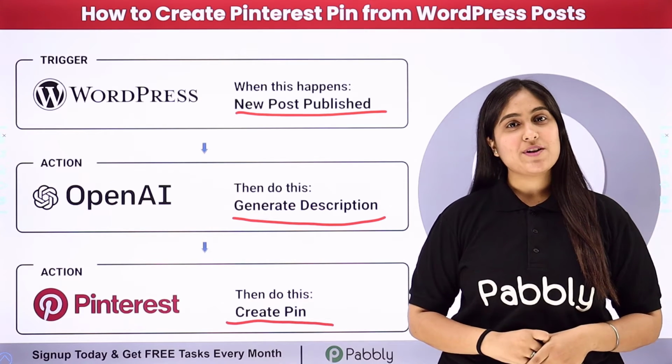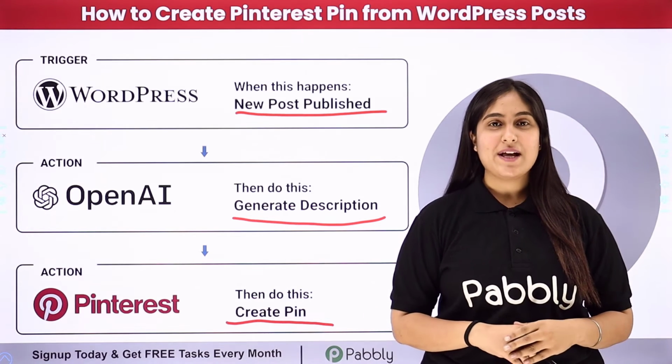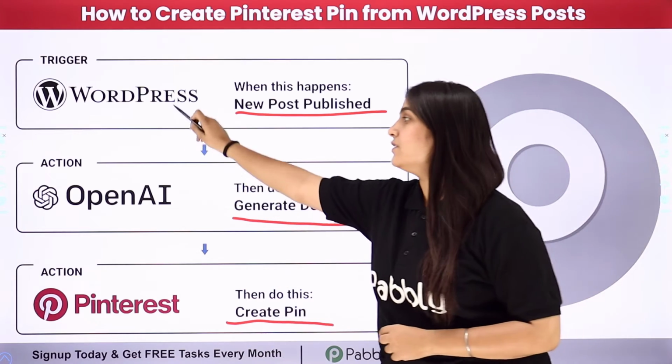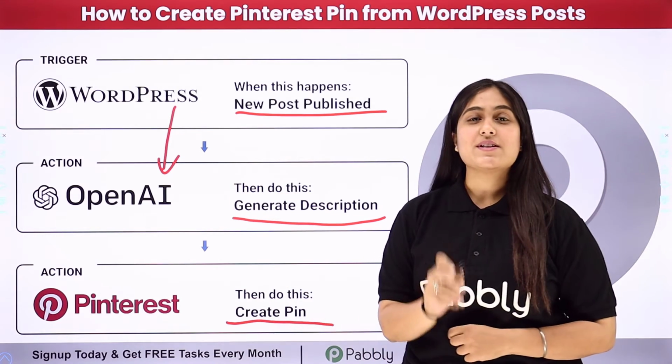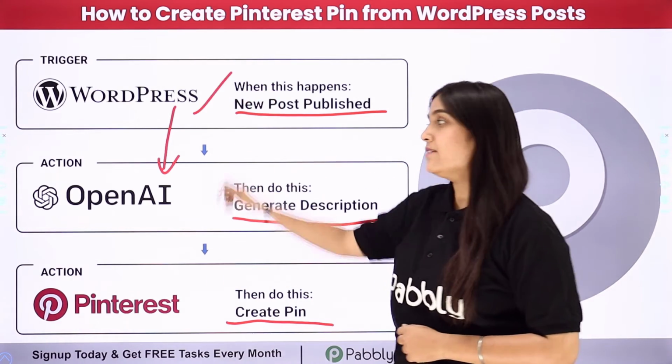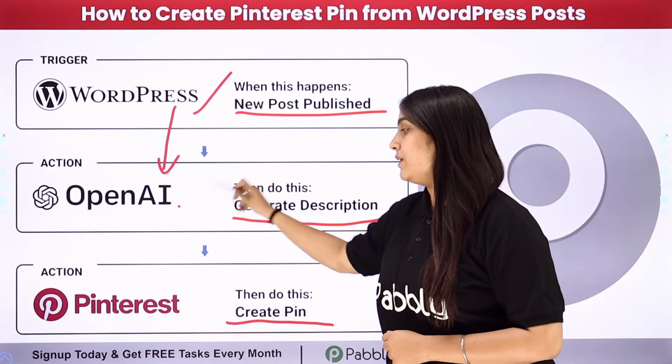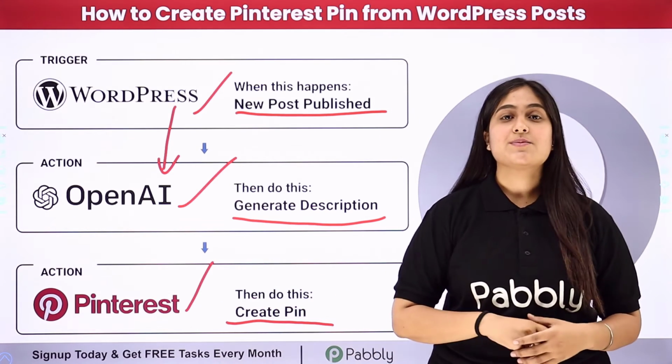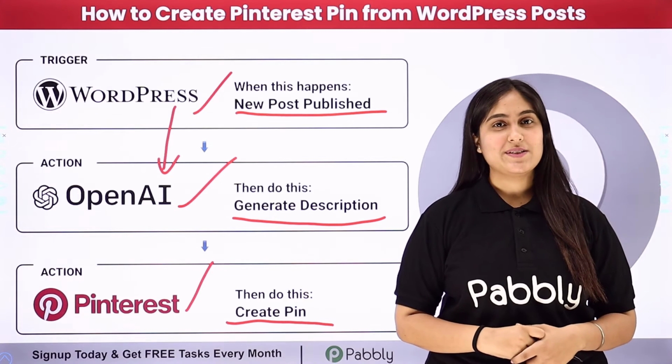So to automate this process we will use an automation software named as Pabbly Connect, in which we need to connect a trigger and an action. So in this process our trigger application will be WordPress and action applications will be OpenAI and Pinterest. So to learn this process step by step, let me take you to my screen.